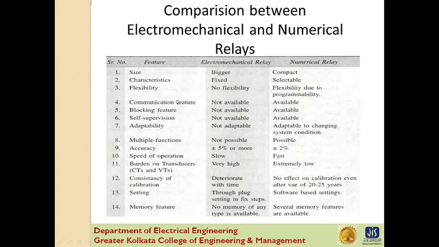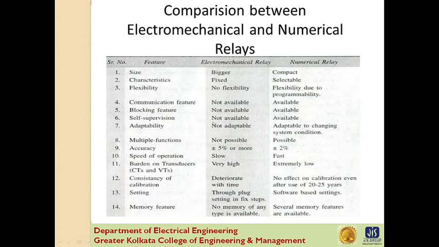Communication features: not available in electromechanical relay and available in numerical relay. Blocking features are not available in electromechanical relay and are available in microprocessor based relay. Self-supervision is also not available in electromechanical relay and is available in microprocessor based relay. Adaptability: the electromechanical relay is not adaptable. Numerical relay is adaptable to changing system condition. Multiple function is not possible in electromechanical relay and it is possible in numerical relay.